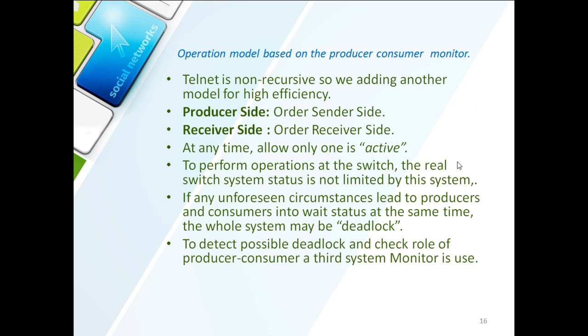Telnet is non-recursive, so we need a model that can be used for a recursive system. We will use the producer consumer model. The producer side is the order sender side and the receiver side is the order receiver side. Both will not work at the same time, only one will work at a time. If both work at the same time, deadlock can occur. There is a third system, the monitor system, that will detect possible deadlock, check the roles of producer and consumer, and avoid these deadlocks.